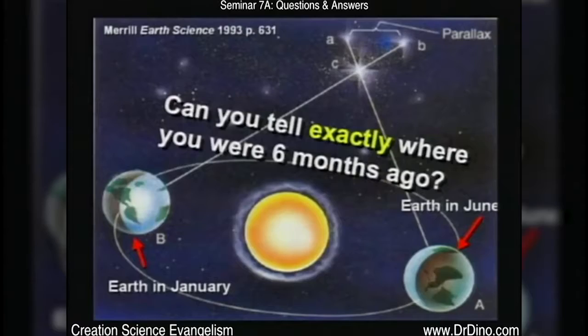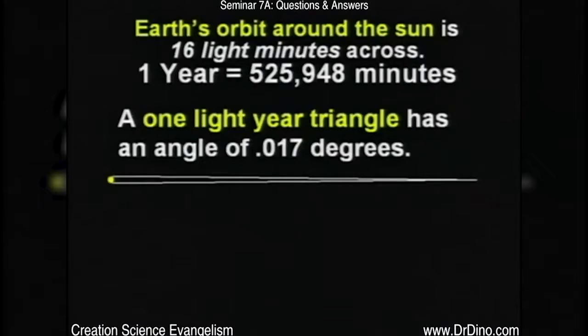Now, I'm not sure you can tell exactly where you were 6 months ago. I think that would be a little stretch of the imagination to say, oh yeah, 6 months ago in January we were, where were we? I'll give them that. I won't even argue that. I just would bring that up, for appeal, Your Honor, in case we need to. You can't know exactly where you were 6 months ago. But the angle you get with that is 0.017 degrees.